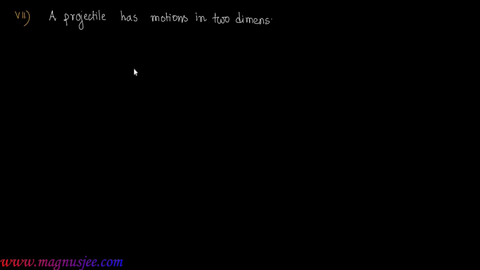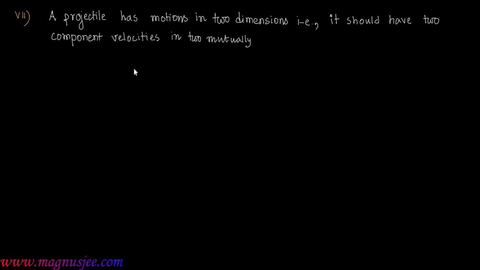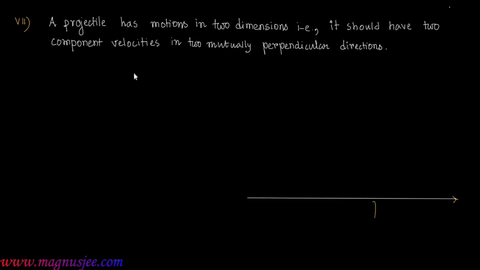A projectile has motion in two dimensions, that is, it should have two component velocities in two mutually perpendicular directions.